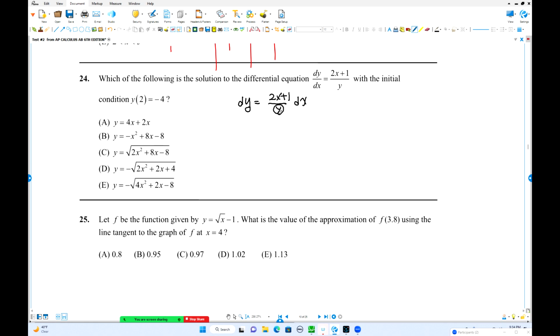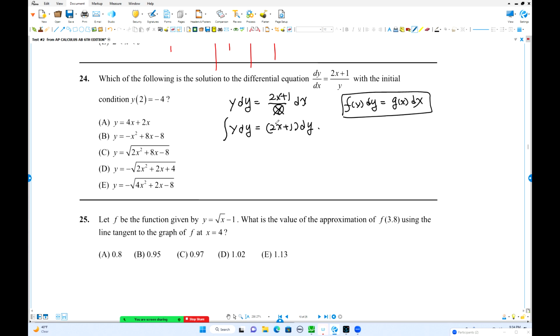We still have a y there. This one, move to the left, times y on both sides. So I'm going to write one more time: y dy equals 2x plus 1 dx. That is a complete separation. This is what we call separable. Always we have f of y dy and g of x dx. If you have this form, that is separable.